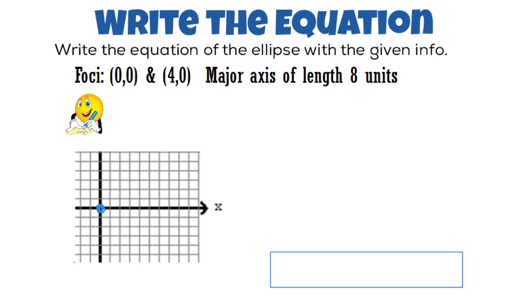And at 4, 0. All right, so if the foci are going horizontal of one another, that means the major axis is going that way and the vertices are that way. And what else do they tell me? That the major axis has a length of 8 units. Well, the first thing I really probably need to do is figure out where my center is, and it would have to fall smack dab between the two foci or vertices or whatever.